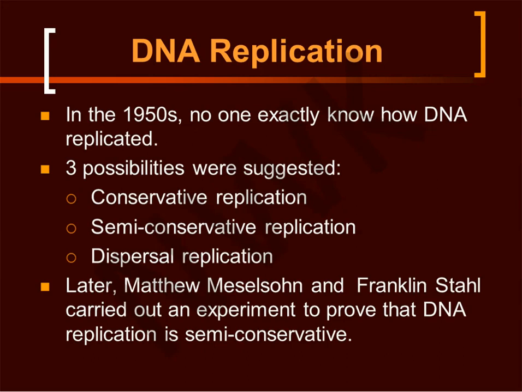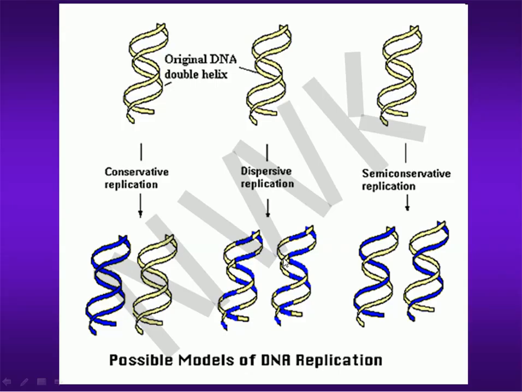Initially there were three theories explaining how DNA replicates. However, later on, Meselson and Stahl used an experiment to prove that the method of DNA replication is semi-conservative replication instead of the other two theories. If you look at this figure, it explains the three models of DNA replication.